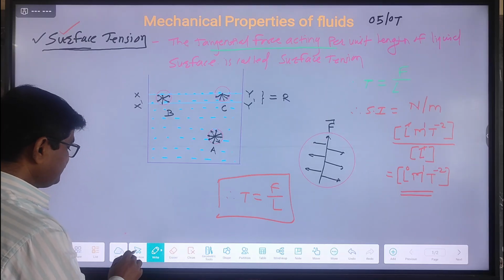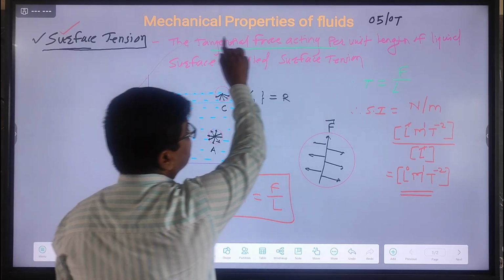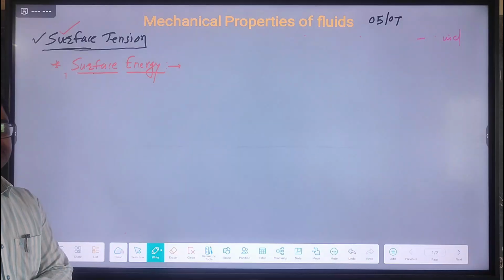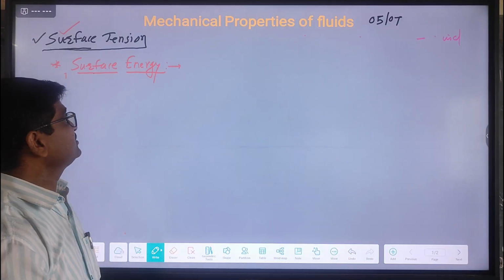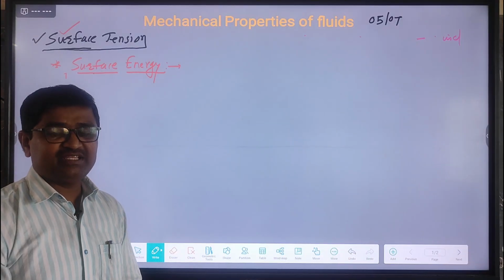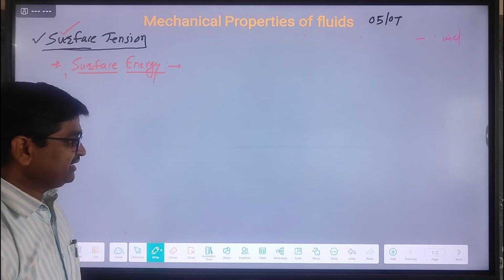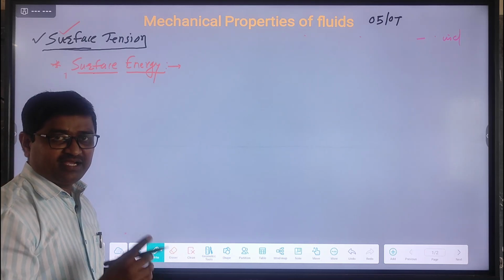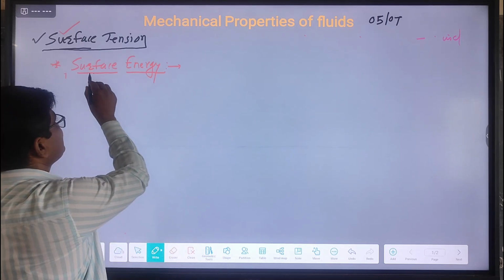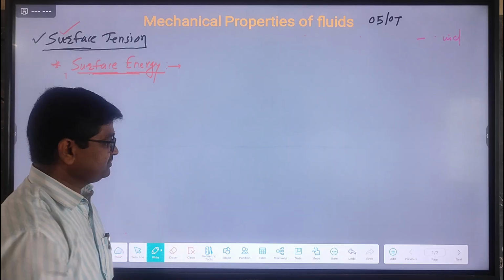Okay. Now we discuss the next important definition after the definition of surface tension. The next concept is surface energy. When we discuss surface energy, we will take one example, and with the help of this we will discuss the definition of surface energy.